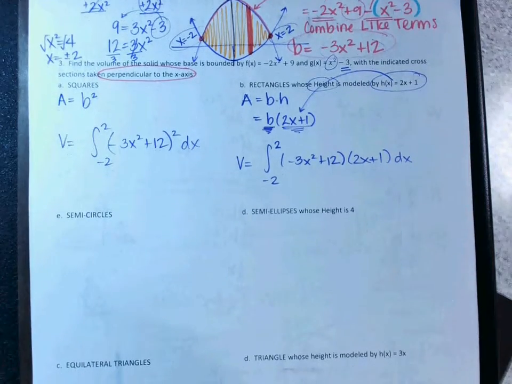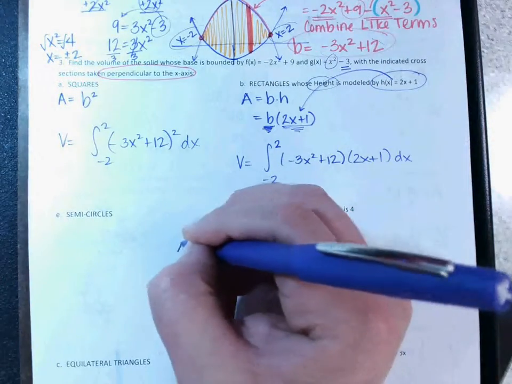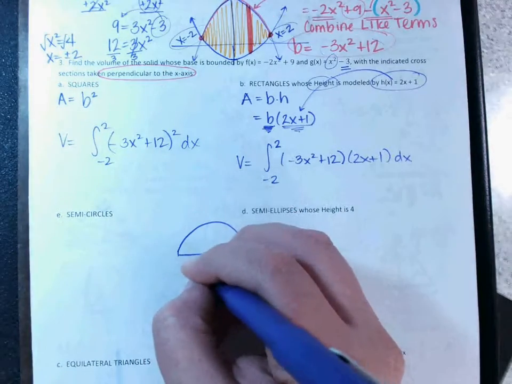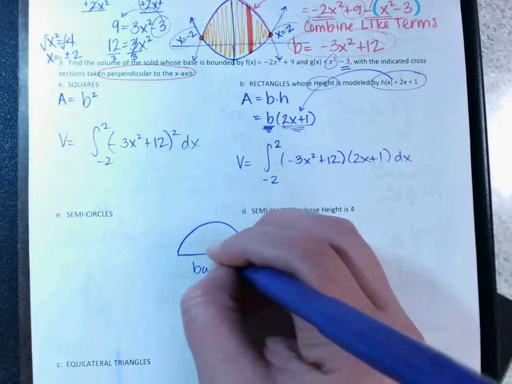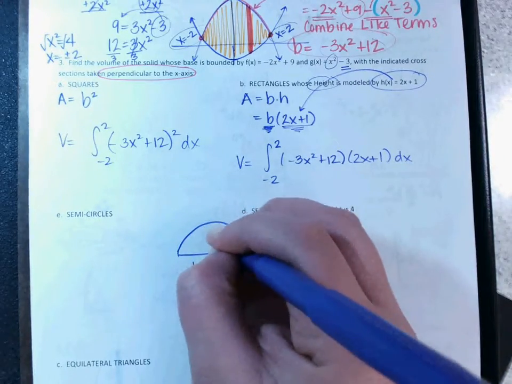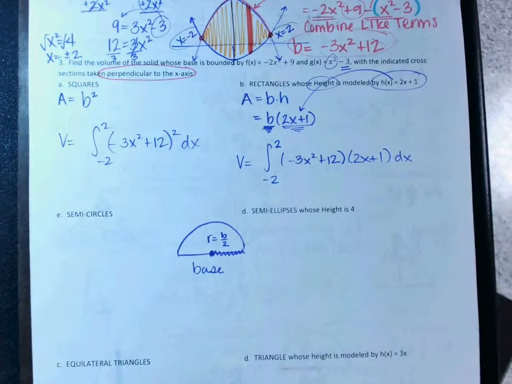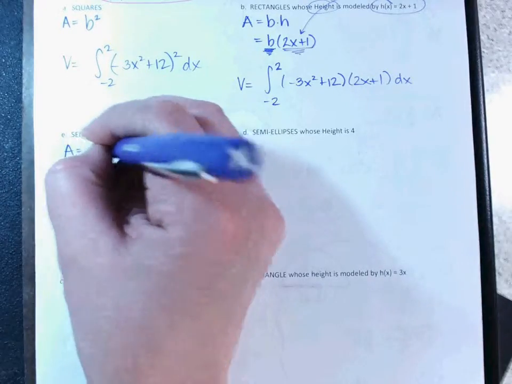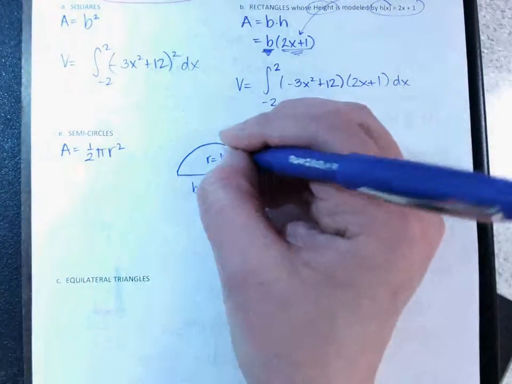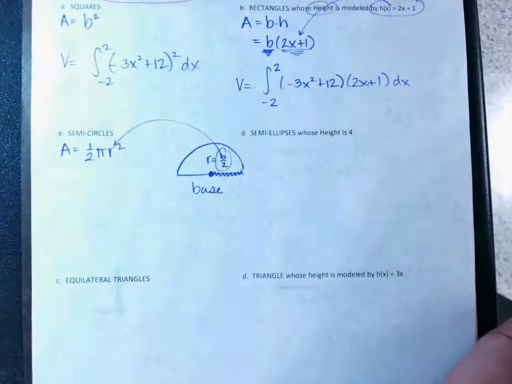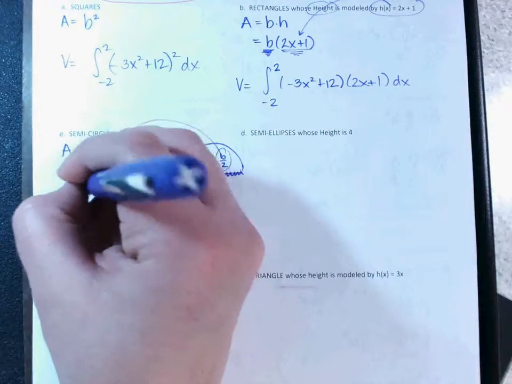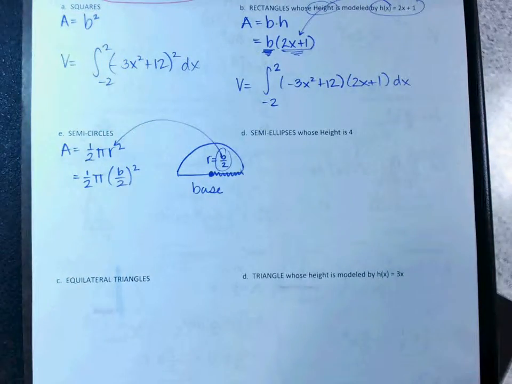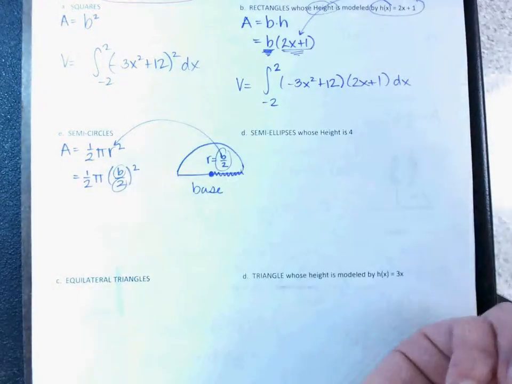Okay, next one is a semicircle. So sketch a semicircle for me. Okay, remember that all the way across is the base, so if I want the radius only, the radius would be the base over 2. And then I would set up my area formula for that. Remember that area of a semicircle is a half pi r squared, but now I know that my r is really b over 2. So that's going to be a half pi b over 2 squared. And then remember that I have to square both the b and the 2 separately.